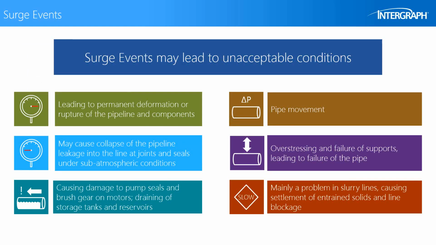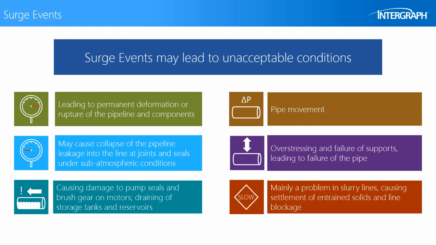You may have a very high pressure which can lead to permanent deformation or rupture of a pipeline. Converse to that, a very low pressure may cause collapse of the pipeline like we saw in the image shown earlier. This may also cause leakage at joints and seals under subatmospheric conditions. Reverse flow in the pipeline can cause damage to pump seals and brush gear on motors, and can also inadvertently drain storage tanks or reservoirs. A pressure imbalance along the leg may lead to pipe movement and unbalanced forces.